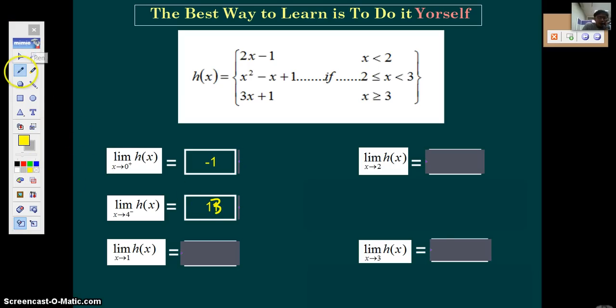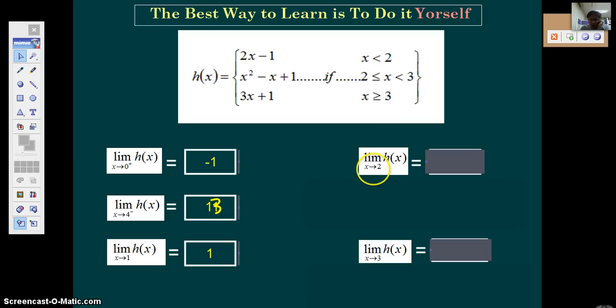There. Next, x approaches 1. 1 is in the first condition. So 1, although you're approaching 1 not specifying from which side to approach it, either from the left or from the right, it's clear that it is in the first condition. So you can simply use the first, and substituting 1 will give us 2 times 1, 1 minus 1, which is 1. Okay, now what is the limit of h of x as x approaches 2?